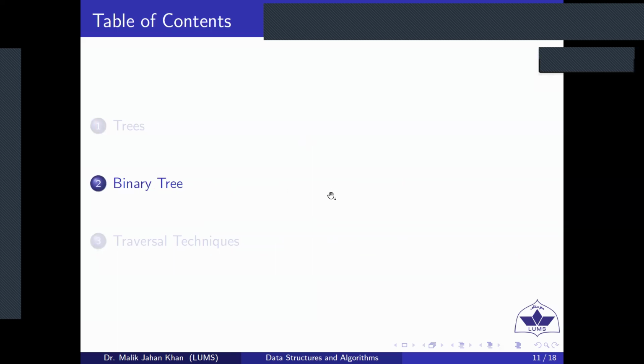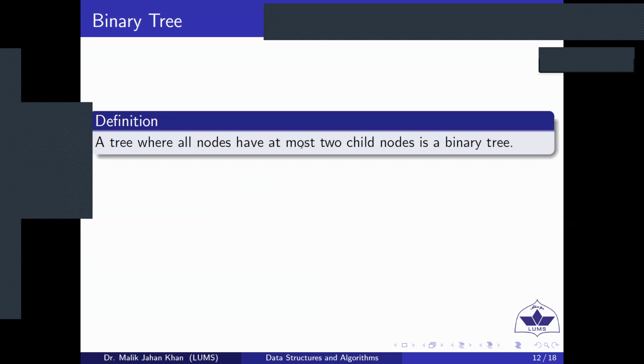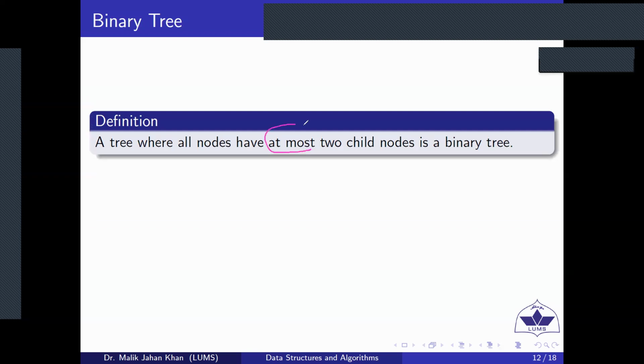Now we are moving to a particular type of trees, which is called binary tree. A tree where all nodes have at most two child nodes is called a binary tree. Again, the condition is on at most. So in this version, we are not really focusing on the full binary tree, which should have exactly two child nodes across the tree. It says at most, that means that some nodes can be having no child.